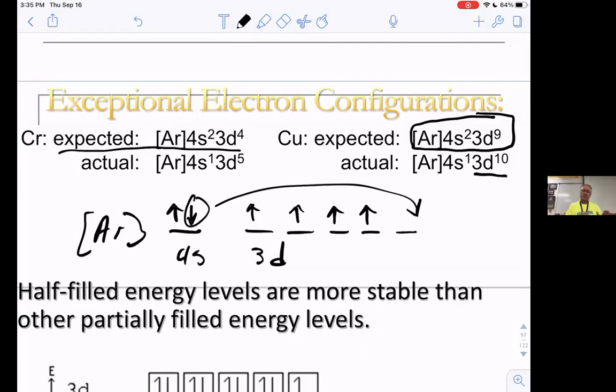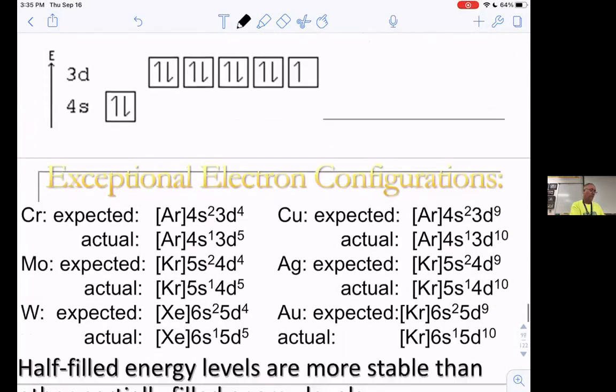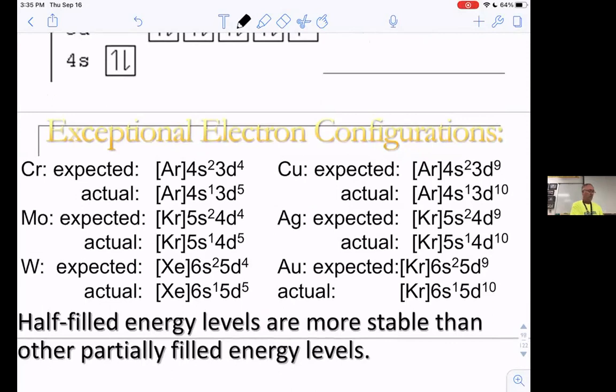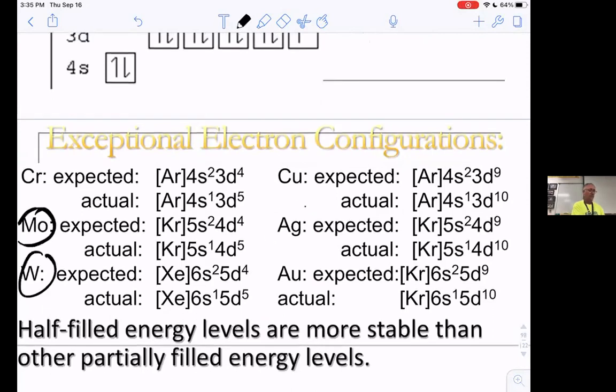So copper and chromium do this, but actually the entire families, all the elements beneath them do the same thing. So copper and chromium will do that, but also will molybdenum and tungsten and silver and gold. Those underneath them in the same columns, which are called groups or families, will behave the same way. And so they'll actually have just a single electron in the S instead of the 2 that you think they should have. Weird, eh?